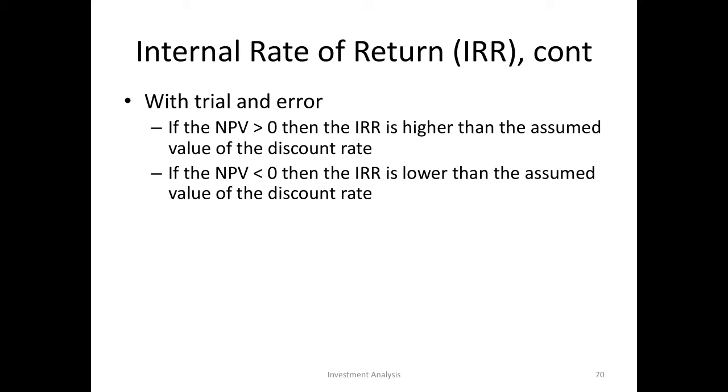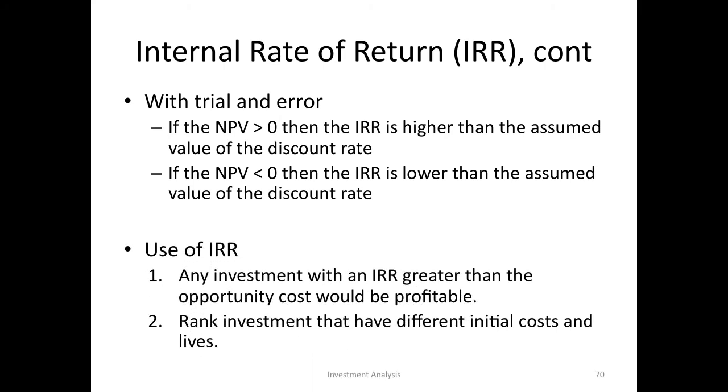And then you would again adjust the assumed discount rate on the basis of that calculation, and you would iterate that process until you came to the point where net present value was either exactly equal to 0 or very, very close to 0. So that trial and error process can be a bit of an exercise and a bit of a chore.